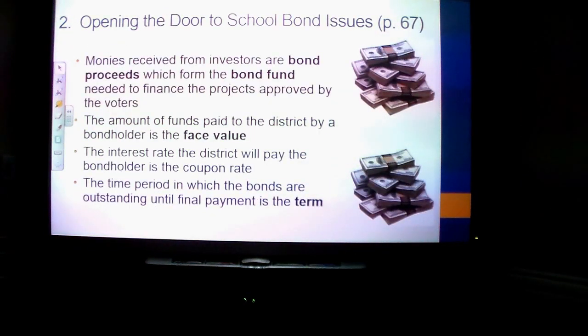So monies received from investors are proceeds. Those are called bond proceeds. So this helps the bond fund needed to finance projects approved. The funds paid to a district by a bondholder is the face value of the bond. The interest rate is the coupon rate, and the time period in which the bonds are outstanding until final payment is the term.